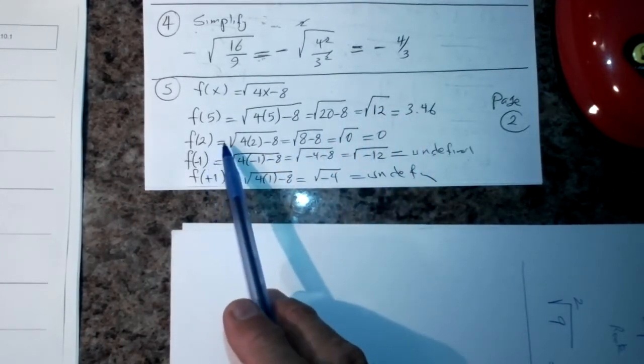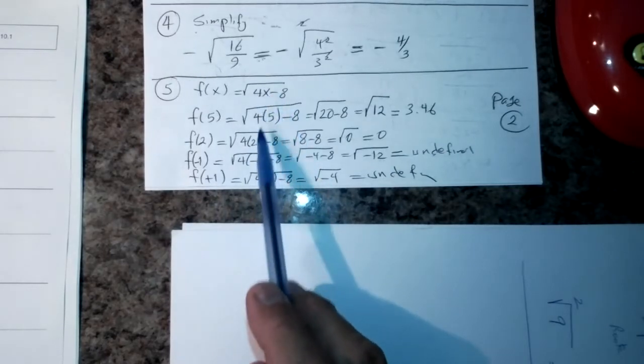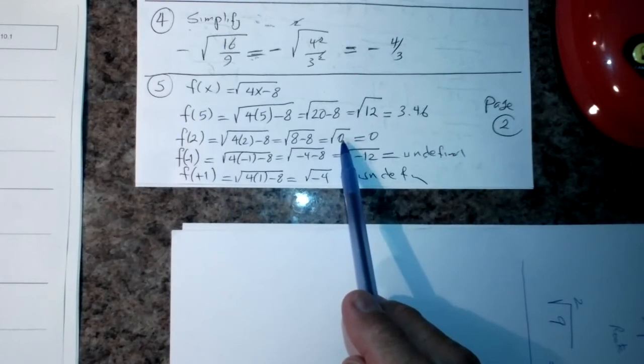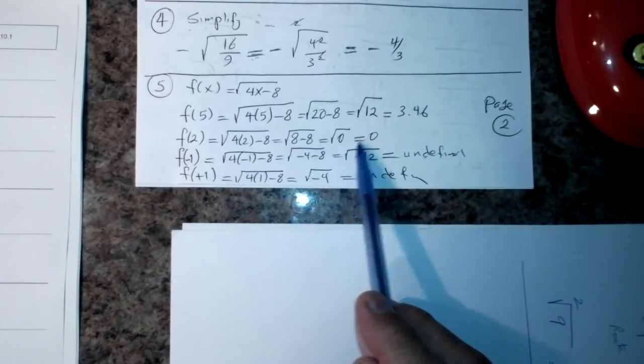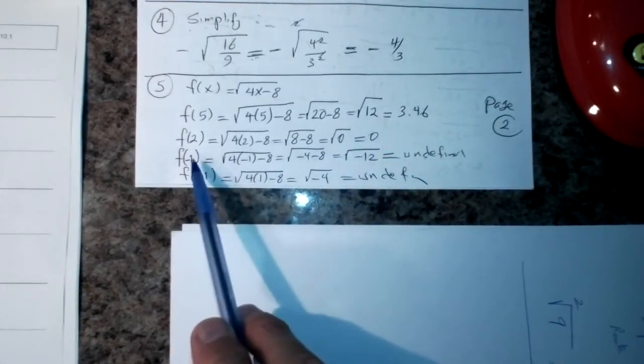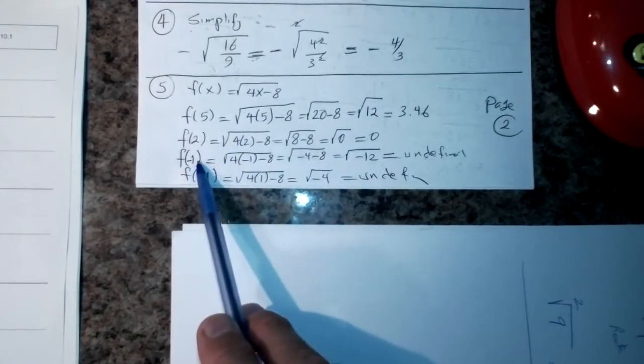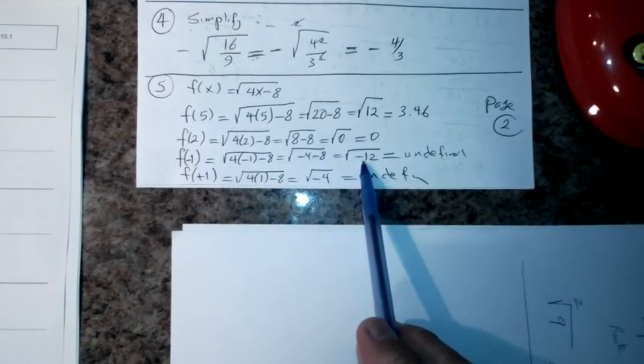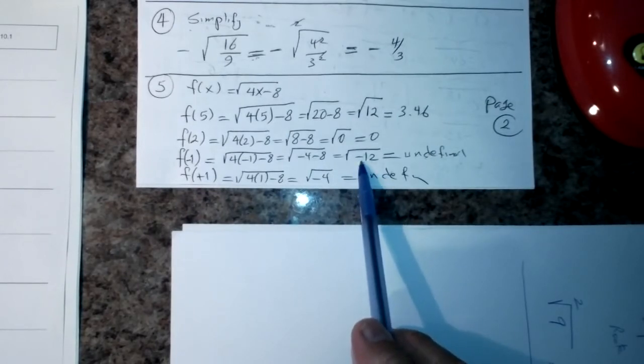F of 2, you take 2 and you substitute here. You end up having radical 0. What is radical 0? Use your calculator. Radical 0 is 0. I substitute negative 1. When you substitute negative 1, you end up having a negative number. If you have a negative number under the radical, it is undefined.